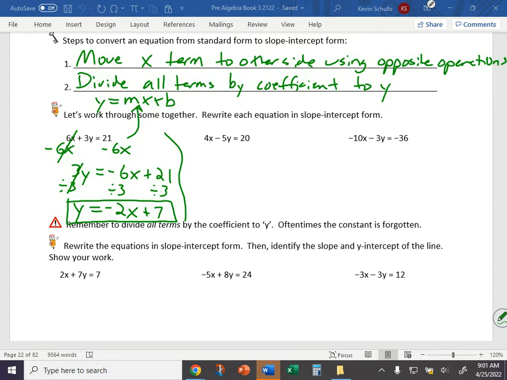Let's look at the second one. 4x minus 5y equals 20. Step 1, move x term to other side using opposite operations. How are we going to move that positive 4x to the other side? Okay, subtract 4x. The same way the other one started.